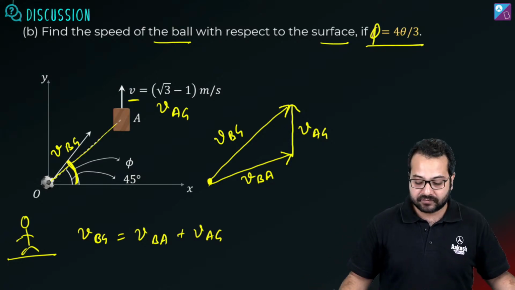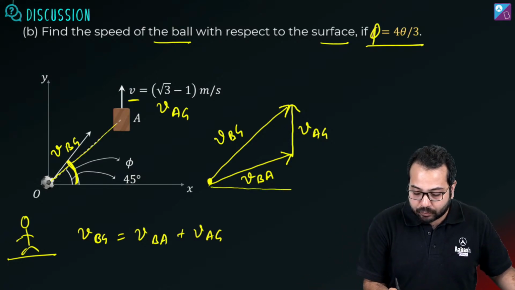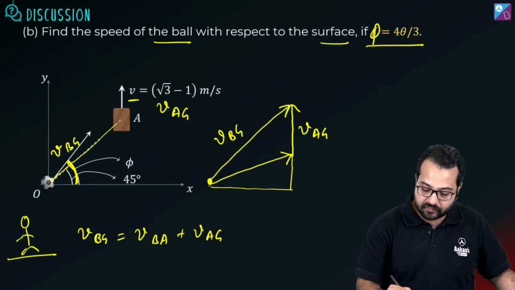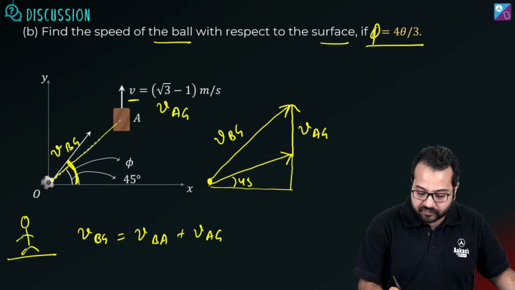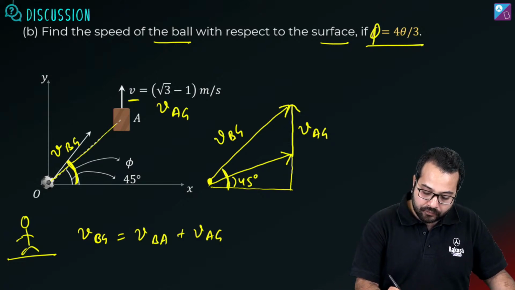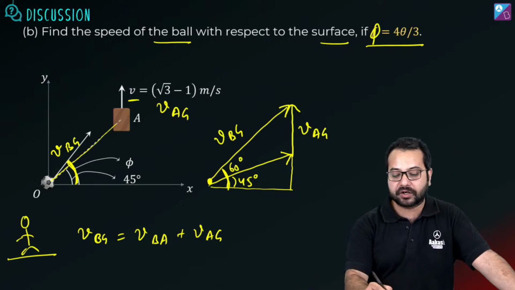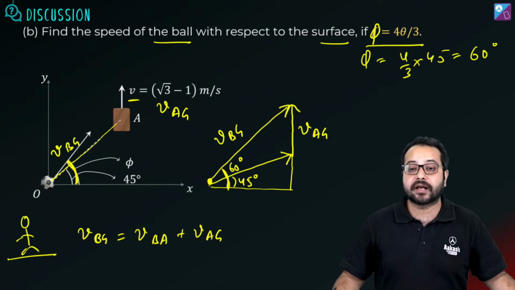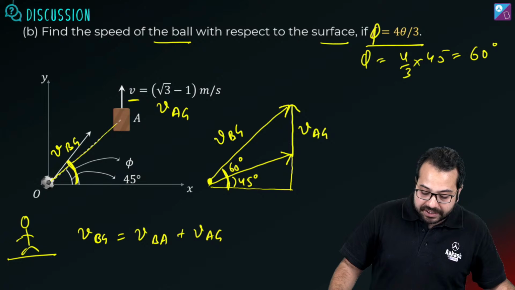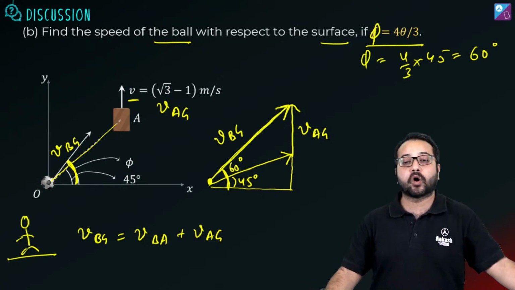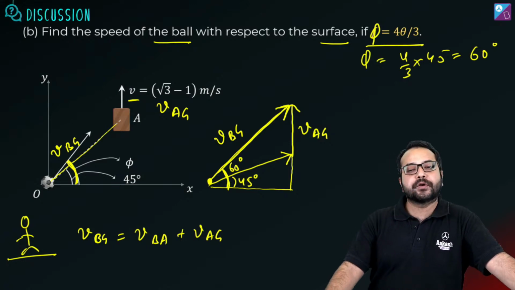Is that correct? Okay. Now what are these angles? Can we quickly look at the angles? This angle over here is 45 degree. This entire angle over here is 60 degree. Okay, because we know that phi is equal to 4 upon 3 into 45, which is going to give us 60 degree. Correct? Okay. Now what is it that we need to find out? We need to find out this length, right? That is the velocity of the ball with respect to the ground. So how do we do that?